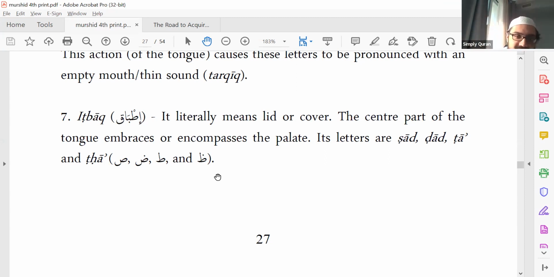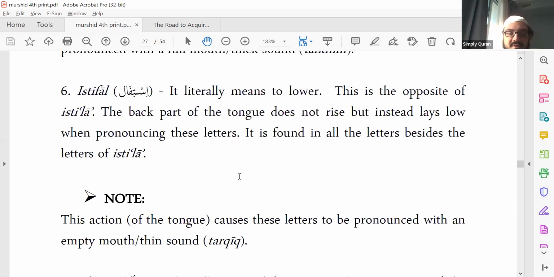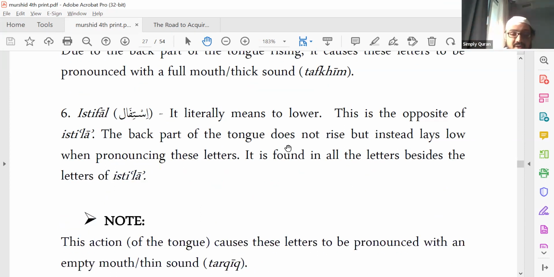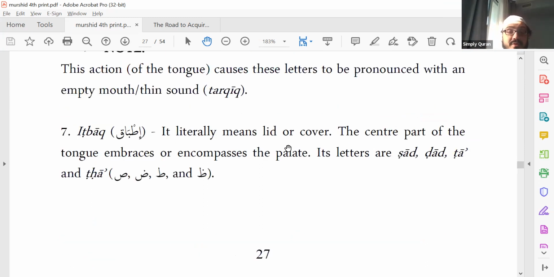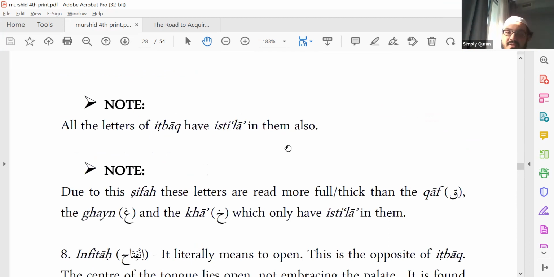Now keep in mind, these four letters must have isti'la, but the isti'la letters do not necessarily have to have itbaq. What are the other letters besides these four? There are ghain, kha, and qaf. If you look here, khussa, daght, and qid. You have kha, ghain, and qaf only have isti'la, which means only the back part of the tongue is raised, not the full tongue embracing the roof of the mouth. So all the letters of itbaq have isti'la.